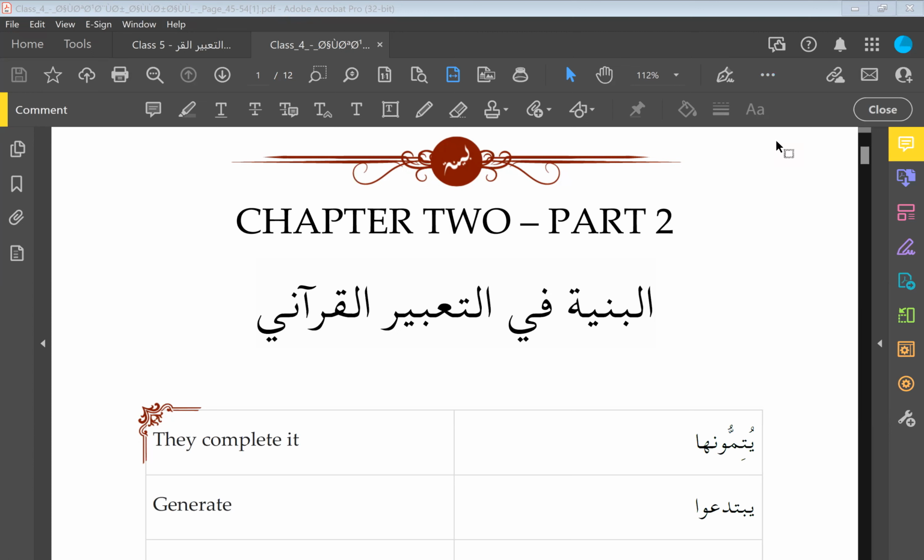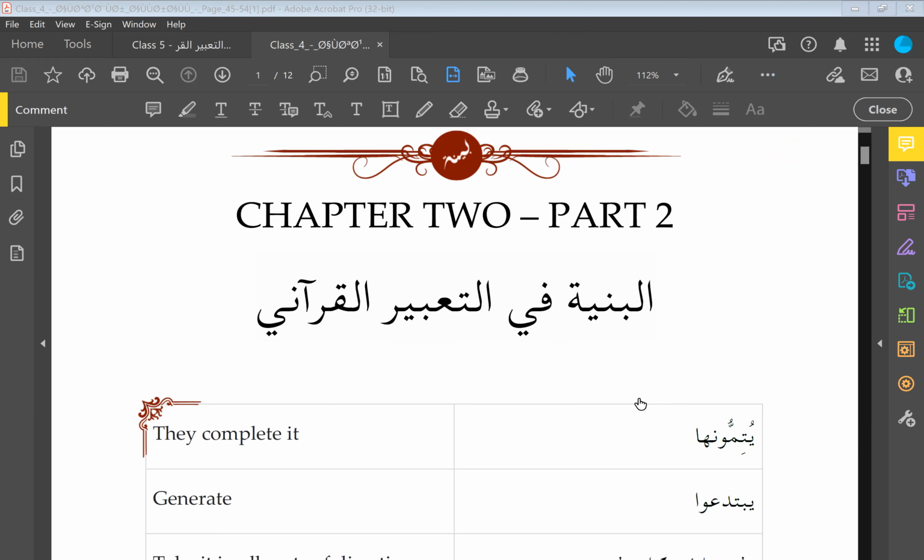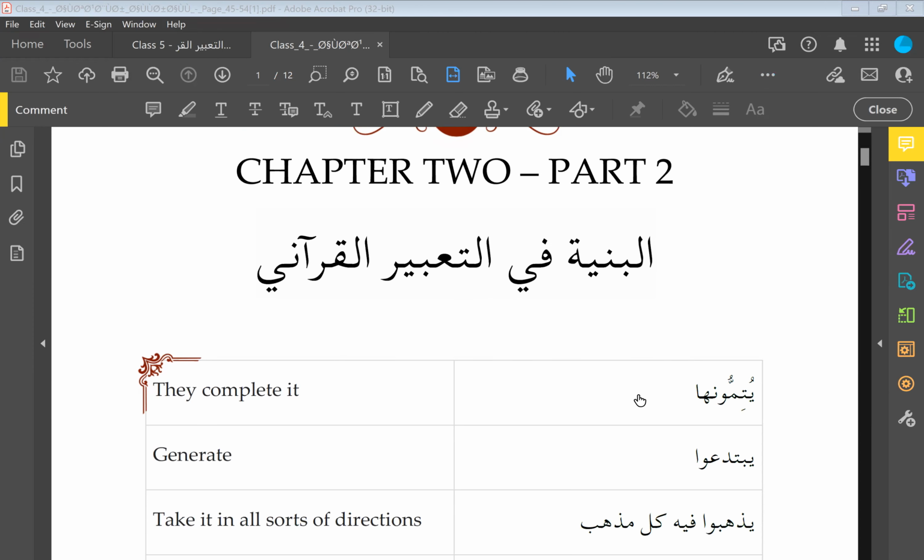So we're just going to do a brief session on تعبير القرآني, or on chapter 2, both class 4 and class 5. So we're going to try and cover as much as we can from both these two different classes of chapter 2.